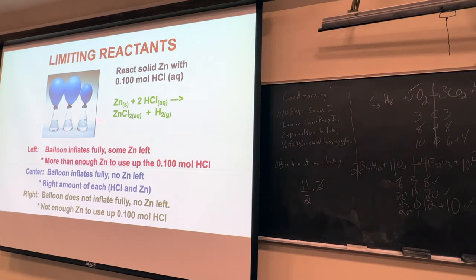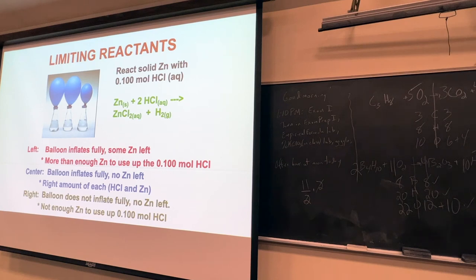Now, each of those containers has 0.100 moles of hydrochloric acid in it. And zinc and hydrochloric acid react to make zinc chloride, which is what we made last week too, but also some hydrogen gas. And hydrogen gas fills up the balloons. Now, notice that the balloons on the left and the middle are about the same volume, all right? But the one on the right is certainly a lot less volume. Also, notice that there's some zinc metal left over in the far left flask.